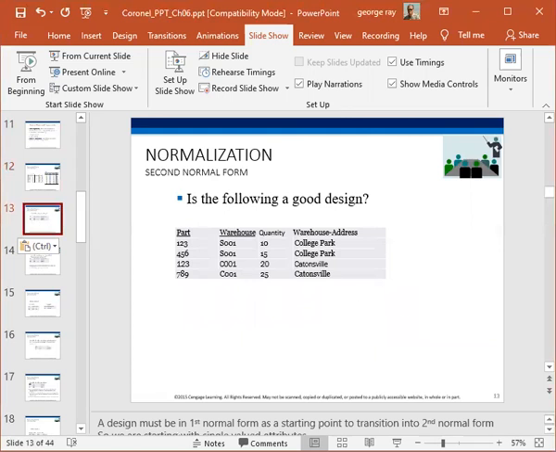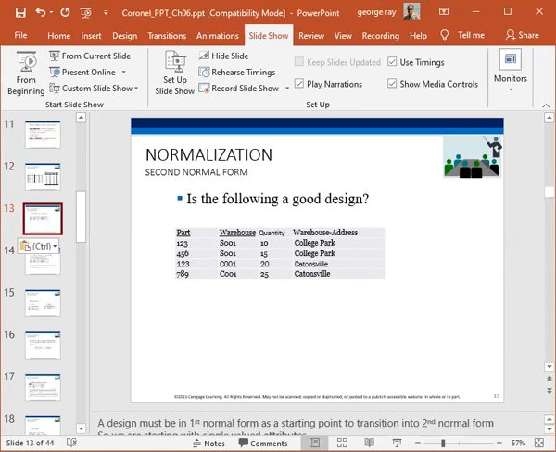A design must be in first normal form as a starting point to transition to second normal form. So we are starting with single valued attributes. Second normal form places restrictions on the relationships between key fields and non-key fields in a table. In second normal form, each non-key attribute is a fact about the key and must be about the whole key. In other words, a fact from a non-key attribute cannot be a subset of the key, a part of the key. So let's look here.